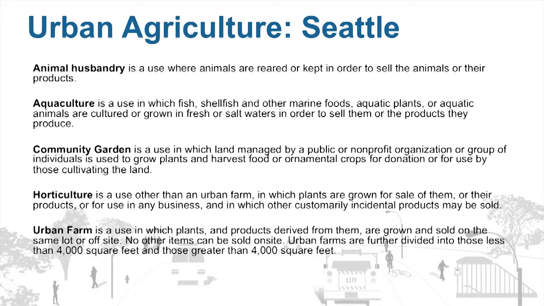Urban farms are divided into two types: those that are less than 4,000 square feet, and those that are greater than 4,000 square feet. That last provision refers to the intensity, how much is being farmed. This example provides a very comprehensive look at a way that different urban agriculture practices can be defined within a zoning code. Seattle goes further and then addresses where each of these types of uses can take place.